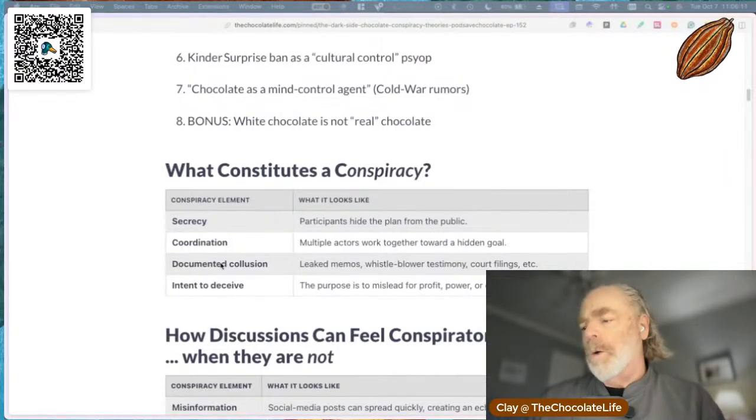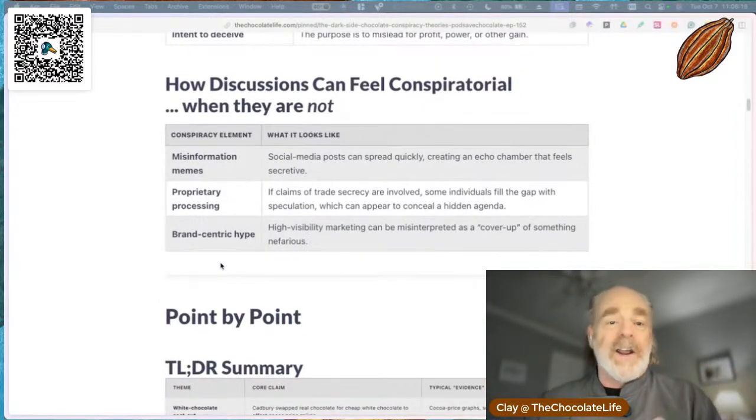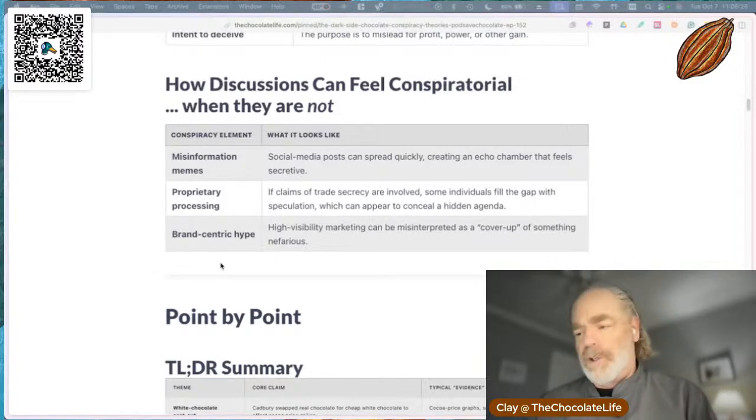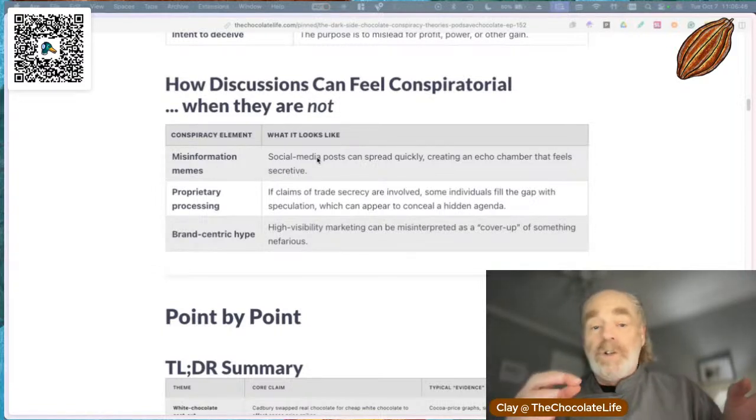So the question is, if that's what we're going to use as a definition for conspiracy, how can discussions feel conspiratorial when they're not actually conspiracies? So number 1 is that there are misinformation memes. So we're going to do the element of the conspiracy. So they're misinformation memes and what they look like: social media posts spread quickly, creating an echo chamber that feels secretive. So part of the conspiracy theorism is in fact a sort of secret group of people who are in possession of special knowledge that is not widely known, right?